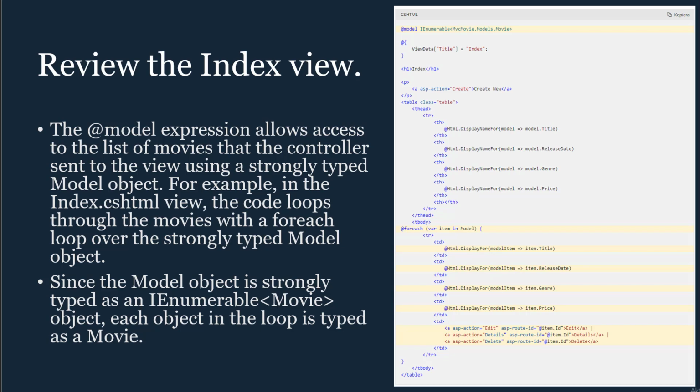view, the code loops through the movies with a foreach loop over the strongly typed model object. Since the model object in this view is strongly typed as an IEnumerable<Movie> object, each object in the loop is typed as a Movie. And we can see this in the highlighted areas in this view. Here we have foreach, where we go through each item in the model, and here we can see that we can access each property of the specific movie objects within that collection.